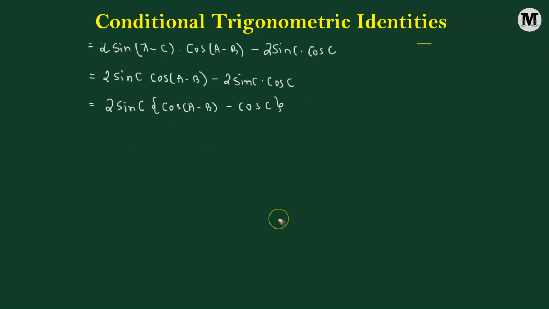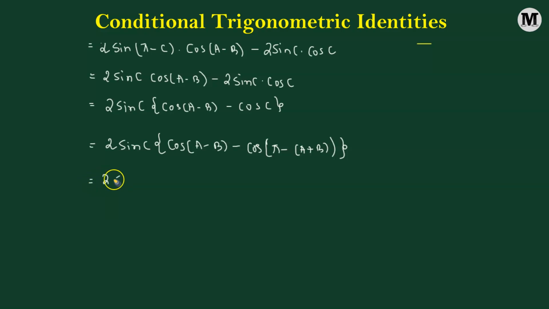Okay. Furthermore, we're going to combine these two cosine functions. But before combining the cosine functions, we're going to make some changes to the second term, which is cosine of angle C. So here, the first term, let's keep it as it is. We have cosine of A minus B. But we're going to rewrite cosine of C as cosine of the angle pi minus A plus B. So we are now going to get 2 times sine of angle C multiplied to cosine of the angle A minus B. Now what is cosine of pi minus A plus B?